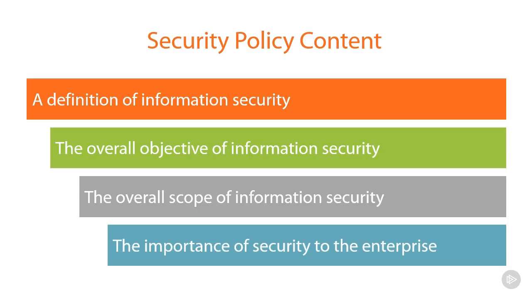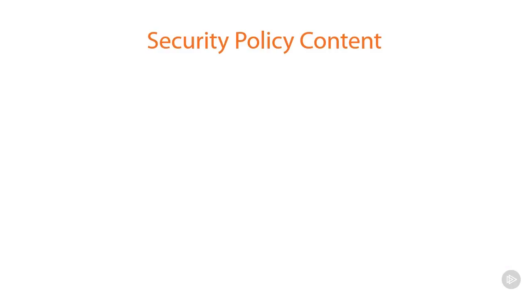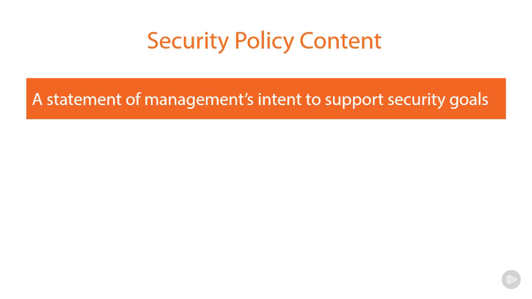Why are we doing this? Why are we putting all this effort into information security? If people understand the why part of it, they're more likely to comply with the requirements of your policy. A policy document should also include a statement of management's intent to support security goals. If everybody understands that leadership is behind the policy, and that they're the ones that are truly mandating that everybody follow it, people will more likely follow the policy as well because they'll understand that this is a top-down directive.